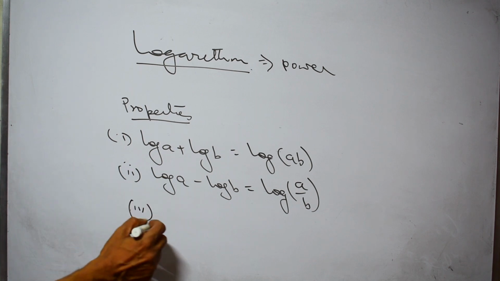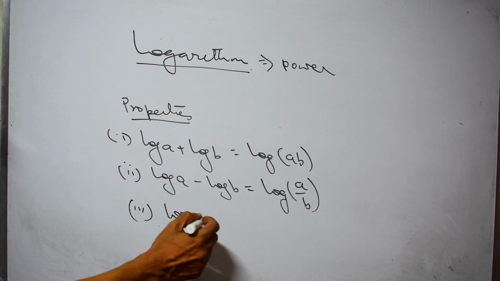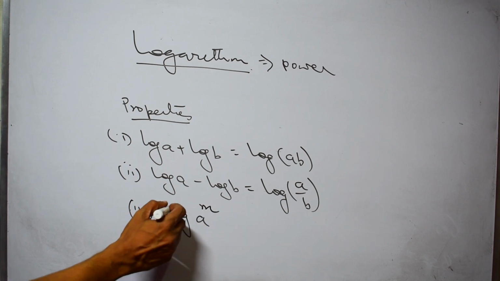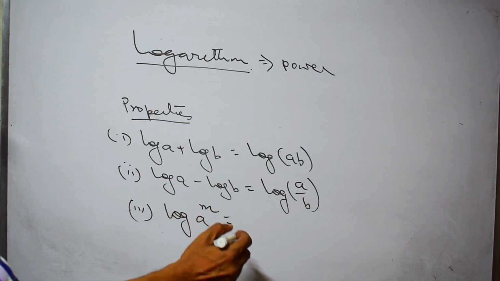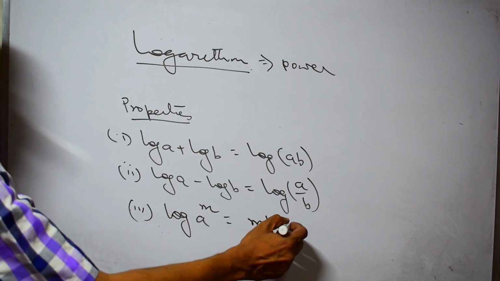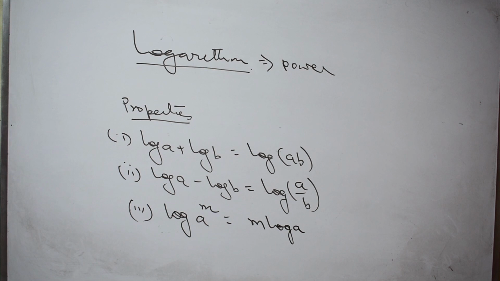The third property of log is when we take log a to the power m, then our result will be, with the same base, m log a. That is, the power will come before the log and a will remain as a. That is the third property.